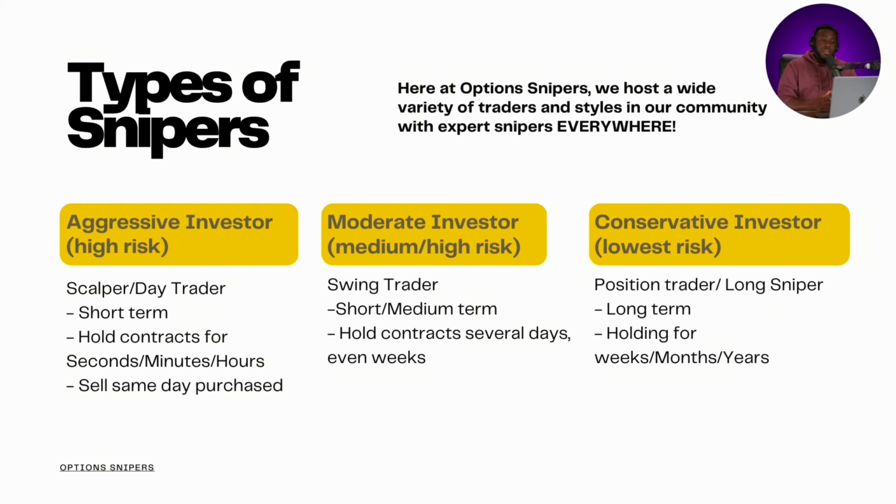Now, the moderate investor is more of a swing trader. A swing trader would hold a contract a little bit longer than just a day, maybe even longer than a week. That's what it means to be a swing trader. And then someone who's more conservative is more of a position trader. They're looking to buy low and sell high, right? They may trade better in specific seasons in the market, more so than a day trader would as an aggressive investor. Sorry guys, I was tongue tied a little bit there. All right, so those are the differences between the three types of snipers.